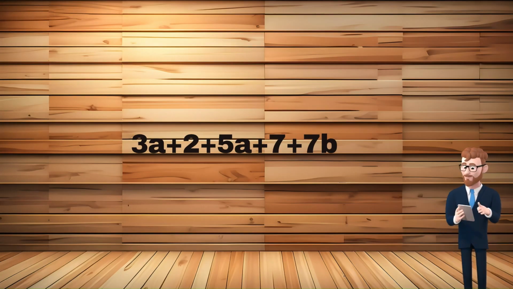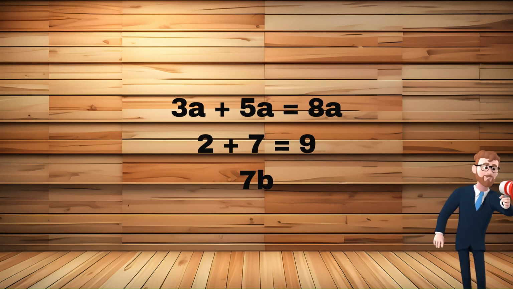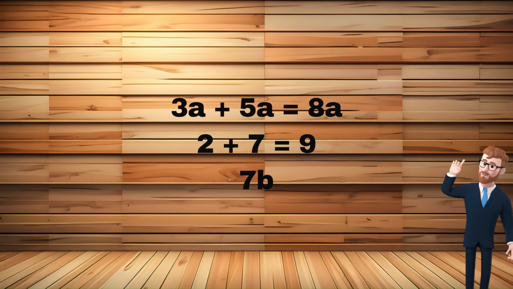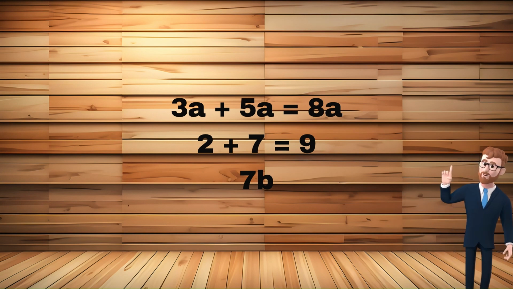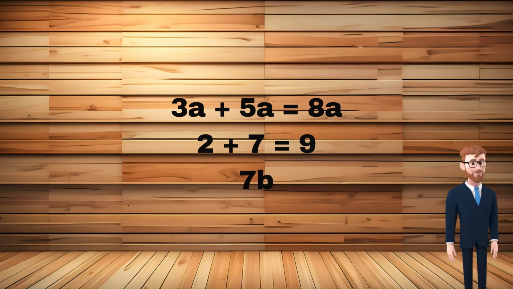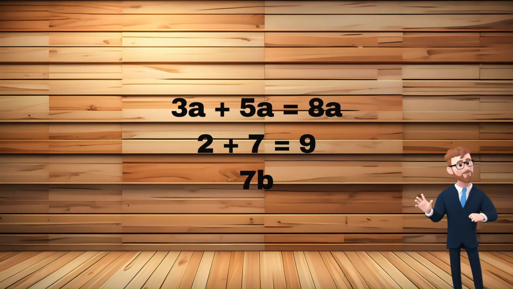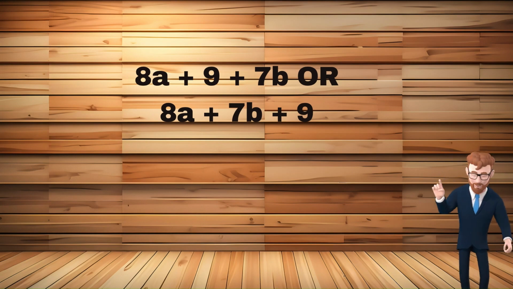Let's have a look at this question. 3a plus 2 plus 5a plus 7 plus 7b. Remember, our task is to club together all like terms and make it into one term. 3a and 5a are like terms, we can add them to get 8a. Note, we only add the numbers and not the variables. Similarly, we can add 2 and 7, which will give 9. We do not have a term to go with 7b, so we leave it alone. Our final expression will therefore become 8a plus 9 plus 7b, or a better way is to write 8a plus 7b plus 9. Here's one for you.